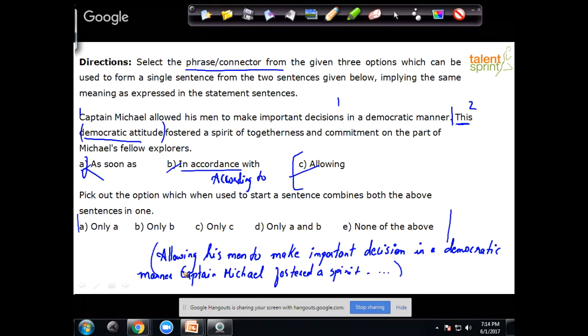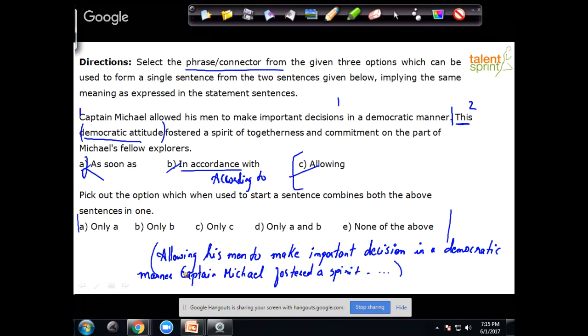Right? So it's a sequential, subsequent trait or quality that comes out as a result of Captain Michael's freedom to his explorers to make decisions in a democratic manner. Right? So as soon as will not fit in logically.